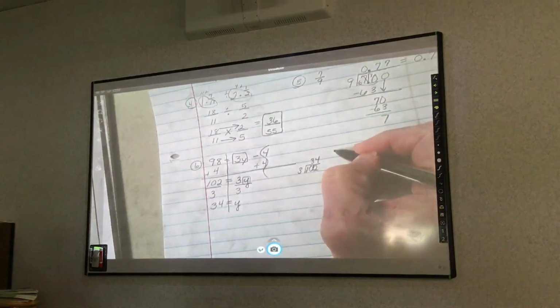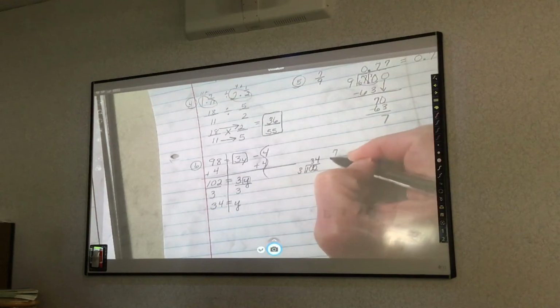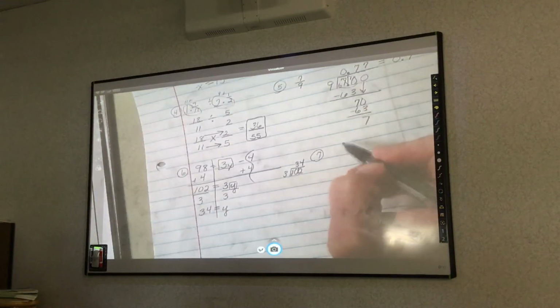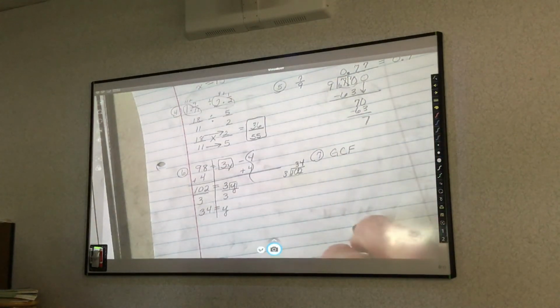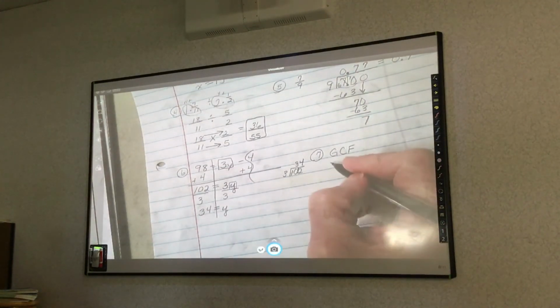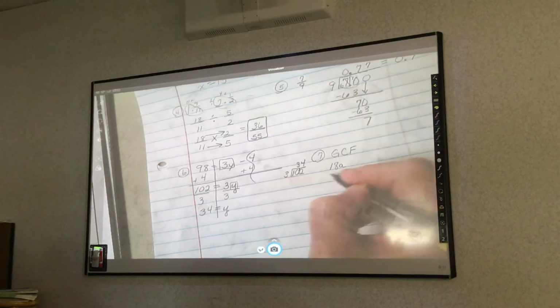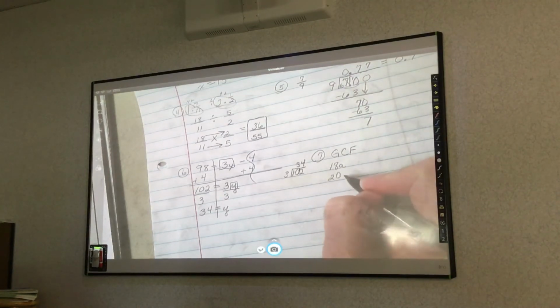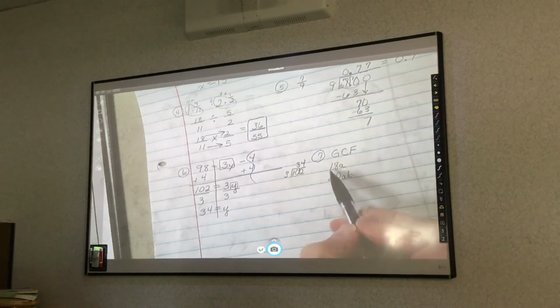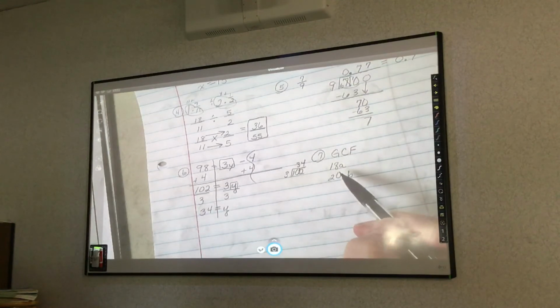Number 7 was something kind of new, but not totally new. It's the greatest common factor, which you guys have done. We've done greatest common factors. But what's new about this is we are having letters with our numbers. So we have 18A and then 20AB.